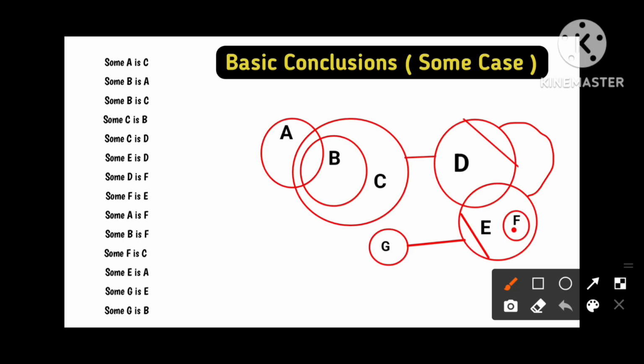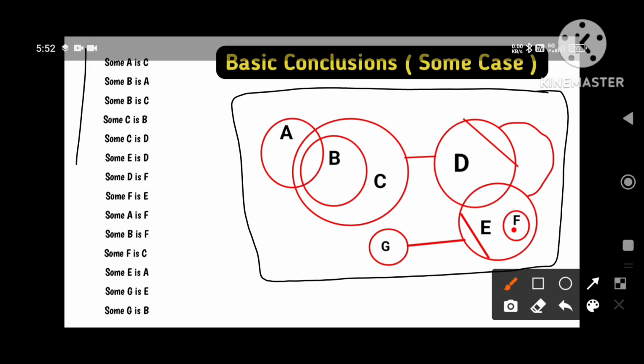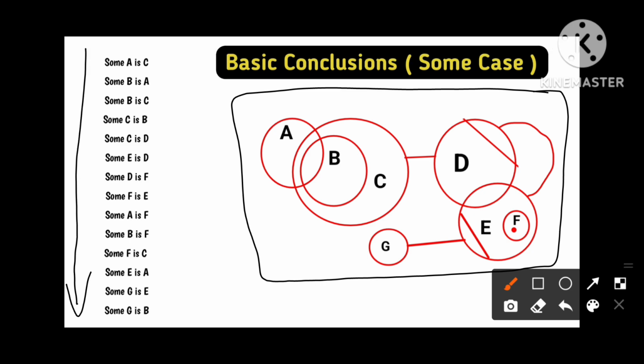Now we are going to see some examples of conclusions. It is given that this is the statement Venn diagram and these are the conclusions. Let's see which conclusions follow and which conclusions don't follow.